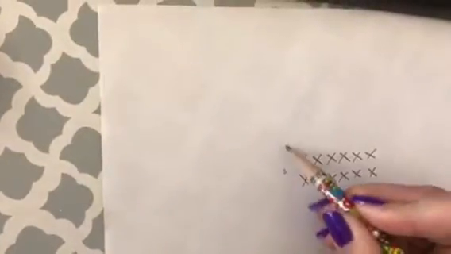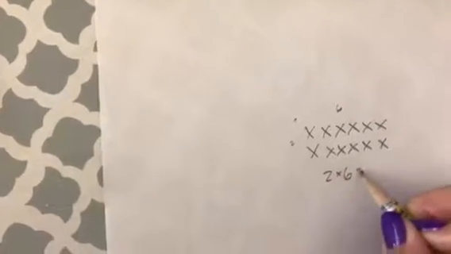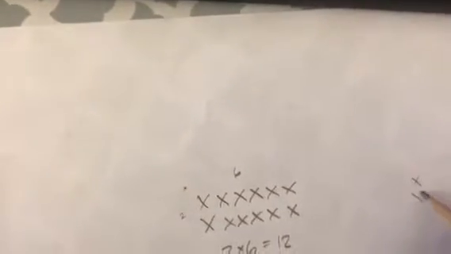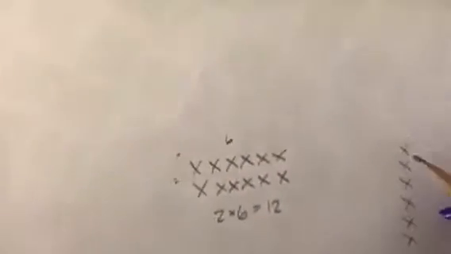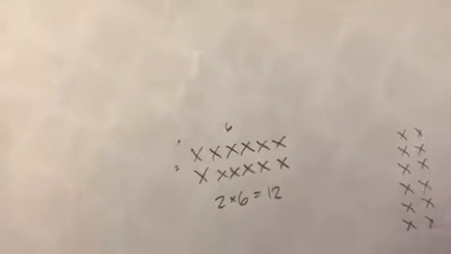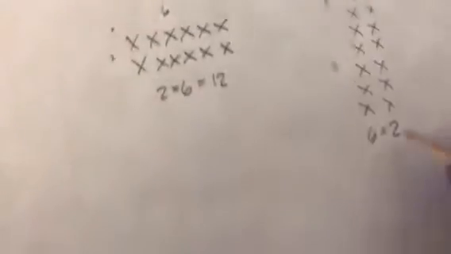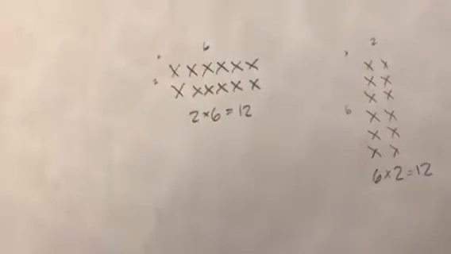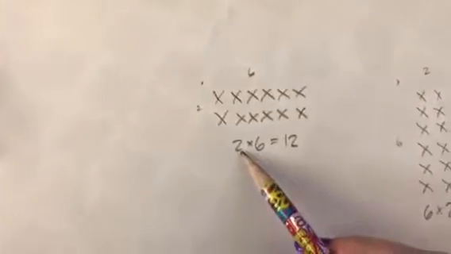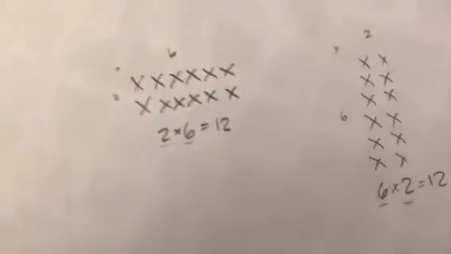Now, if one array has 2 rows with 6 shells in each row, we would say 2 times 6 is 12. But if the other one had 6 rows with 2 in each row, we have 6 on this side, times 2. 6 times 2 would also equal 12 because of the commutative property where we can switch the factors. 2 times 6 is the same thing as 6 times 2.